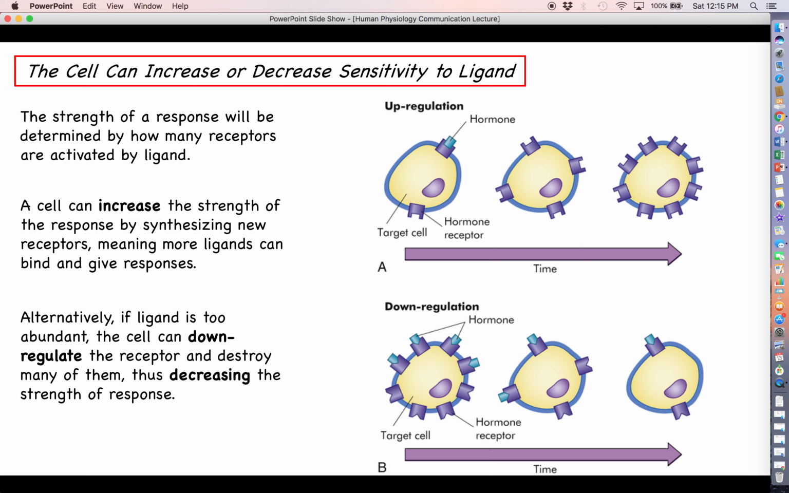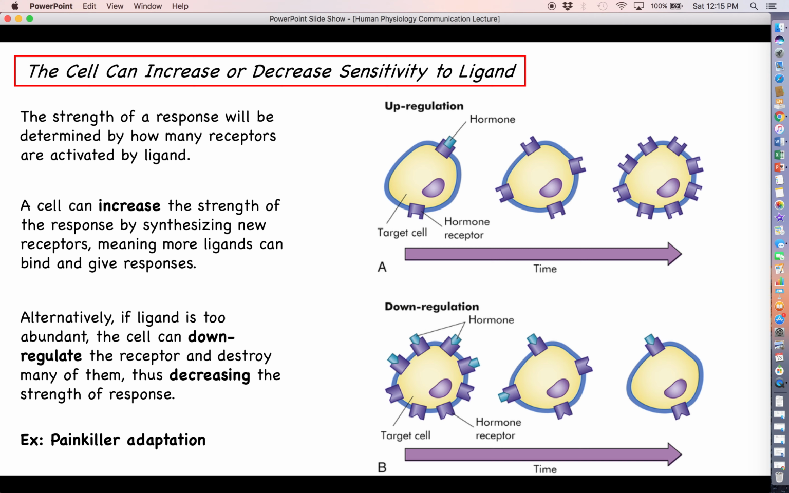Basically, there is so much ligand around, the cell basically says, okay, the lights have been on for way too long. These receptors have been activated for way too long. Let's save some energy. Let's shut this process down. So what the cell is going to do here through downregulation is internalize some of these extra receptors by endocytosis and then deliver them to the lysosome to be destroyed.